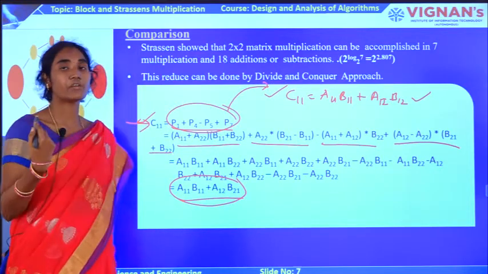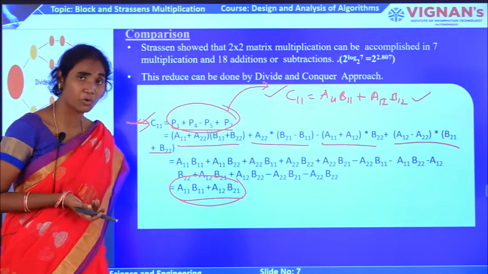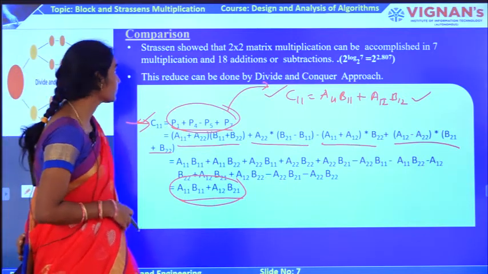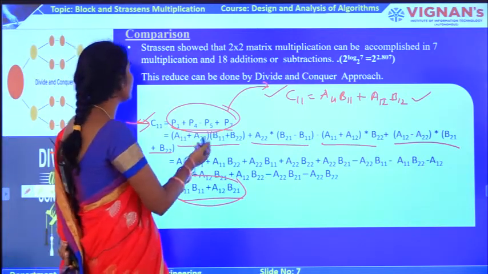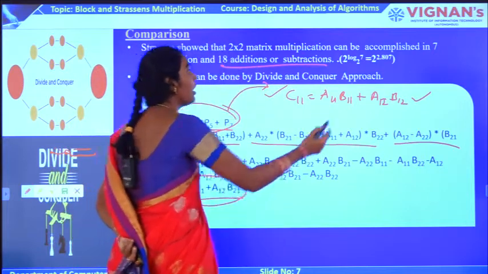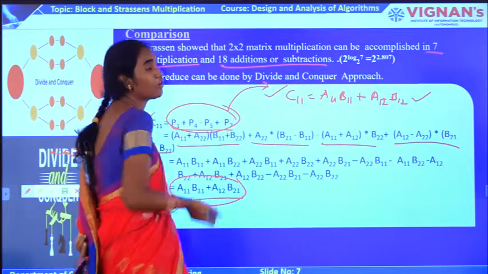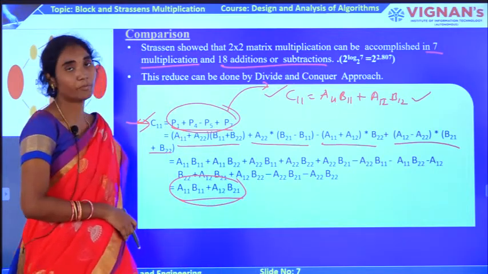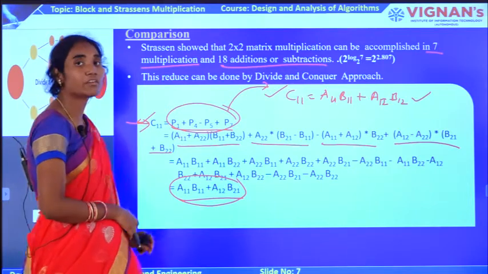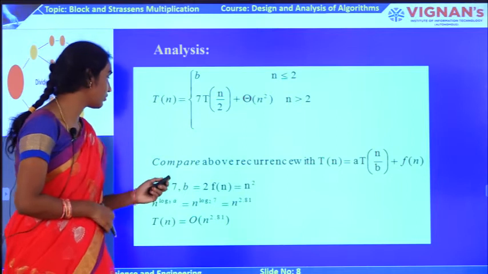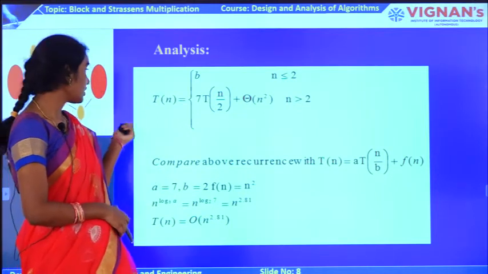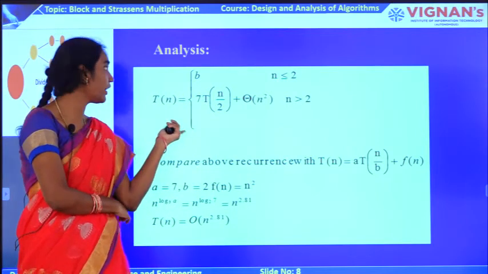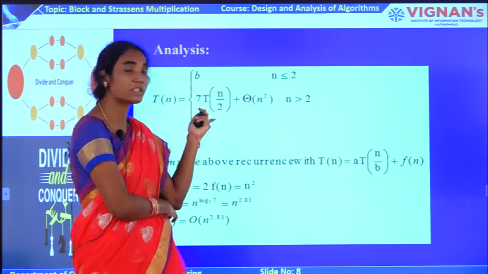So if you have seen clearly, the additions and subtractions are more, but somehow we have reduced our multiplications. The number of additions or subtractions we have done is 18, and we performed 7 multiplications in order to multiply 2 matrices, and somehow we have reduced the complexity if you use the divide and conquer strategy. Coming to the analysis, as we have seen already, the time complexity for Strassen's matrix multiplication is given as b if n is less than or equal to 2, and if n is greater than 2, it is 7T(n/2) plus T(n square).